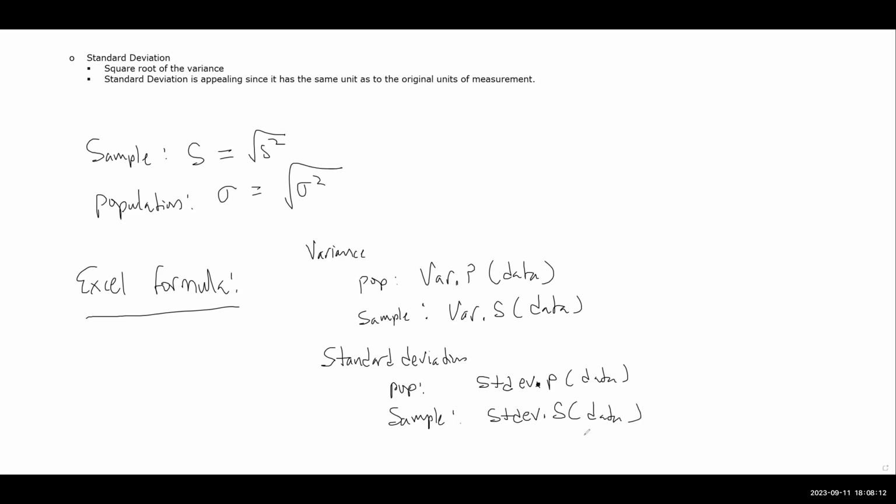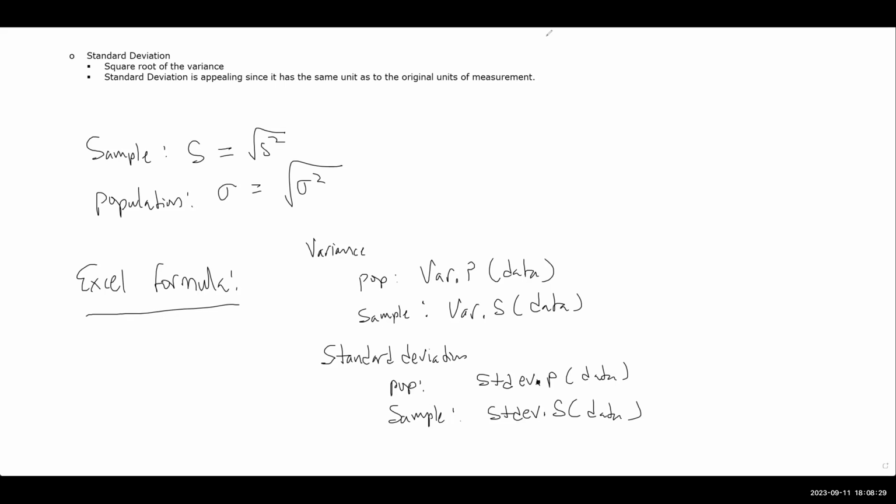All right. So what we are going to do is use Excel to calculate the standard deviation and variance, the quote unquote hard way, using the mathematical formula. And then we're going to calculate the easy way using Excel formulas. So let me share Excel.